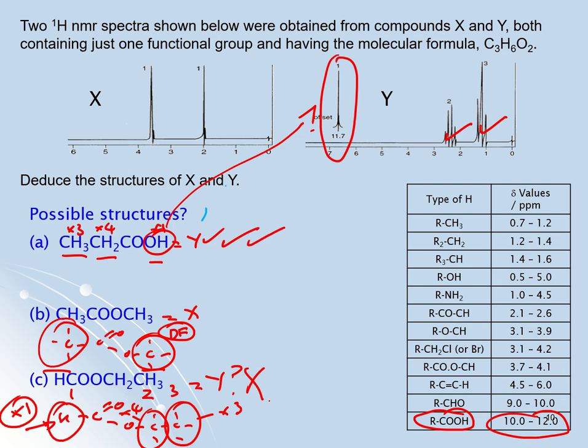Our singlet here would be an ester singlet, okay? It's going to be in and around 3.7 to 4.1 for our ester singlet. So that's definitely not going to be Y. All right, hopefully you're able to work those out as well, guys.